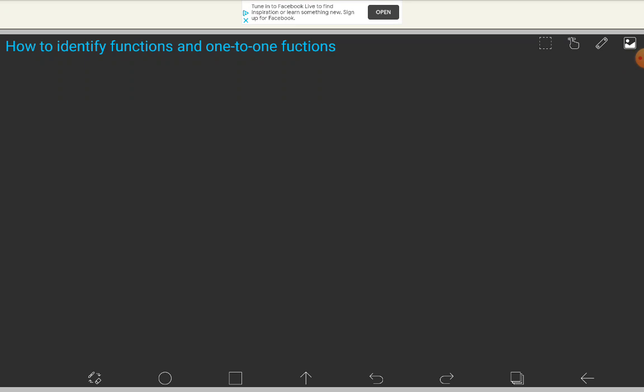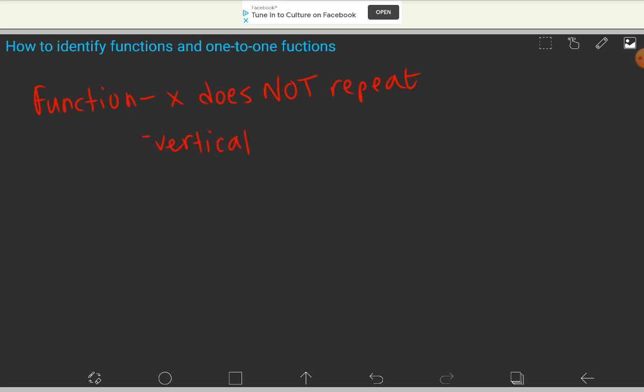So first, what are the characteristics of a function? In a function, x does not repeat. What that means is if we do a vertical line test, and the line only comes in contact with the graph once, it's a function, and if it comes in contact more than once, it's not a function. Now I'll show you an example of that later.